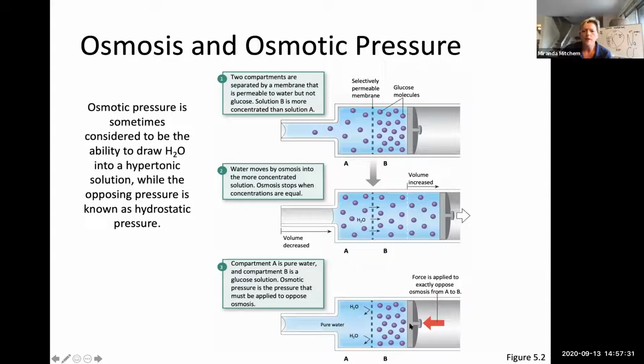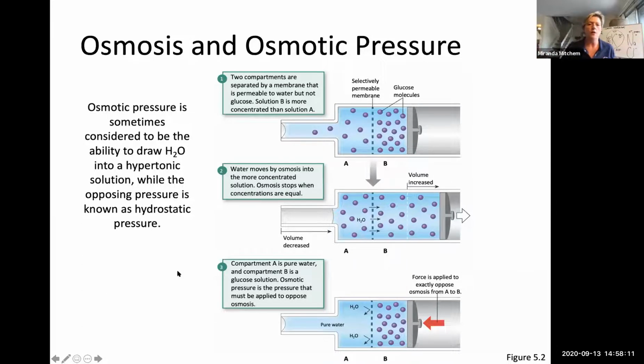So here in the bottom panel, we're looking at a force that is being applied in the opposite direction of osmosis that is equal here to the pressure. Let me say that again. It's a force strong enough to oppose osmosis. So that is the osmotic pressure. And you can see in this example that now all the solute, all the glucose has gone into compartment B, but we still have a good amount of water in compartment B. It's different from how we saw it in the starting position.